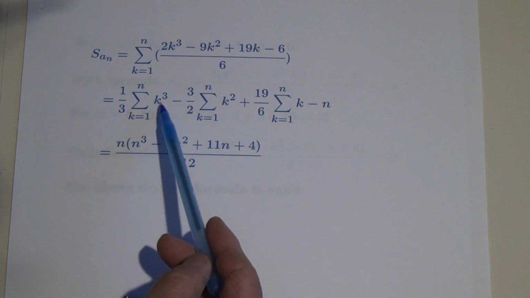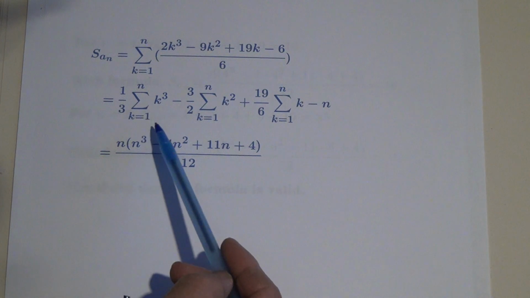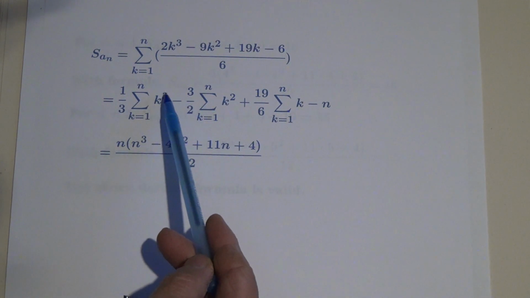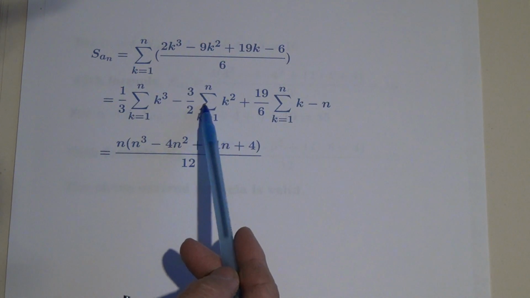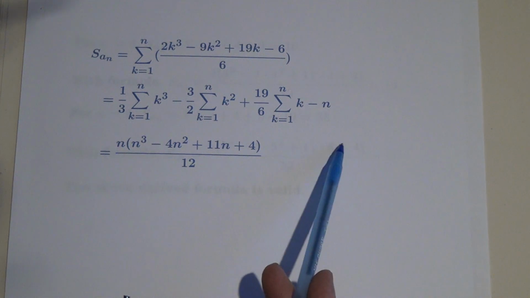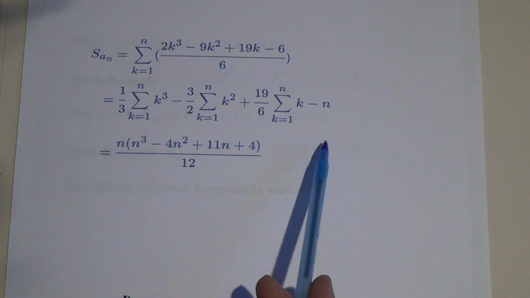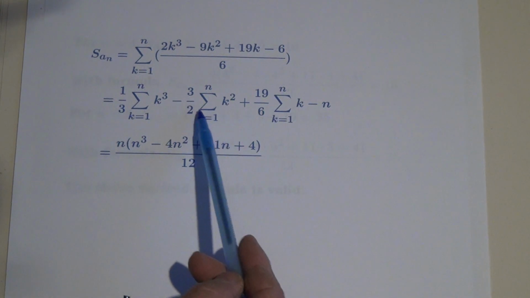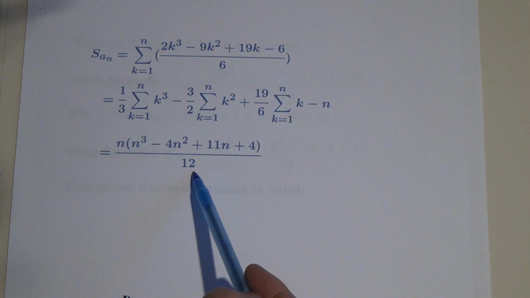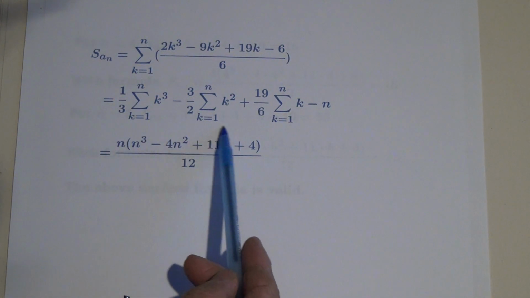What was the formula for sigma k cubed? It was the quantity n times n plus 1 divided by 2, quantity squared. And sigma k squared was what? n times n plus 1 times 2n plus 1 divided by 6. And sigma k was n times n plus 1 divided by 2. Okay? You just replace and simplify. Then, after a long trip of working on paper, you will get this one.